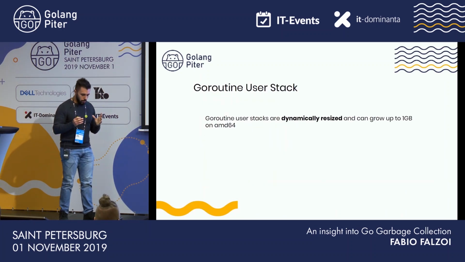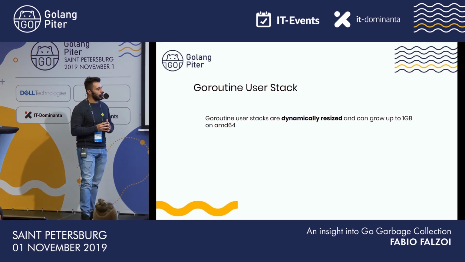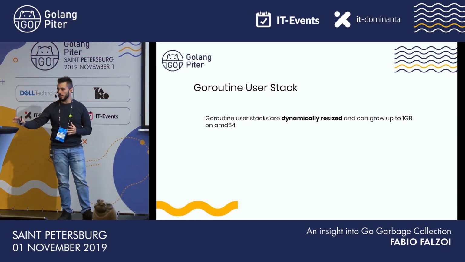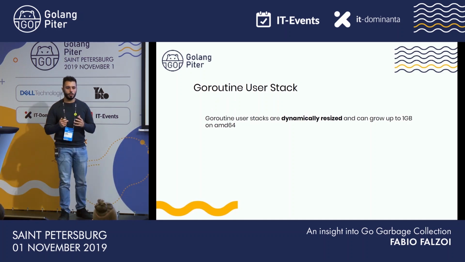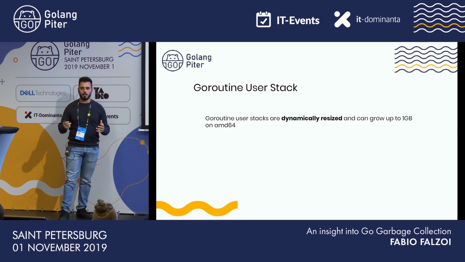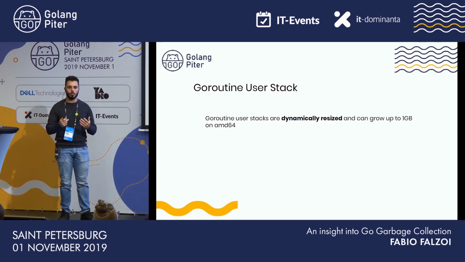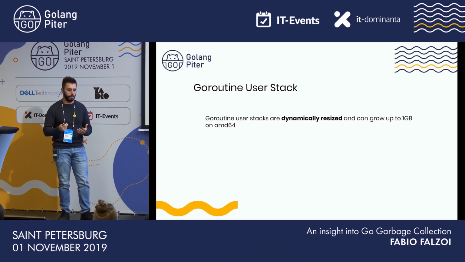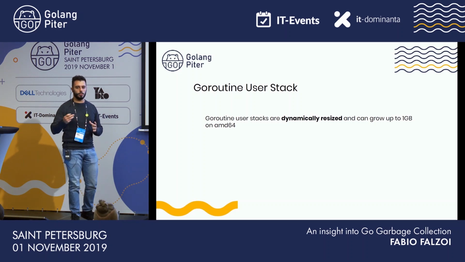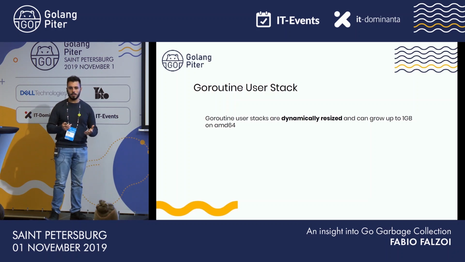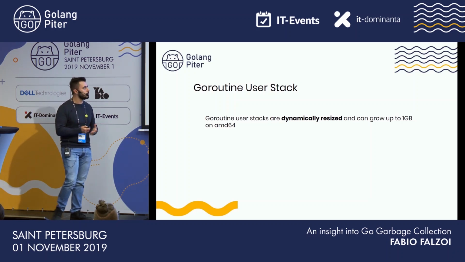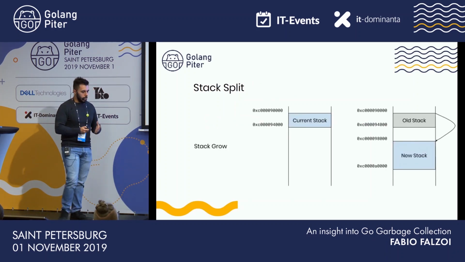Okay, so user stacks in Go start at just 2 kilobytes on x86-64 architecture. And this is crucial because in your Go application you can have a lot of goroutines. So one of the reasons why goroutines are really cheaper than normal kernel threads is the fact that they start with just 2 kilobyte stacks. But they can grow dynamically, and they can grow up to 1 gigabyte on AMD64 architecture, so they are practically infinite.